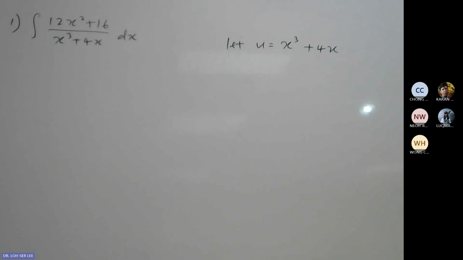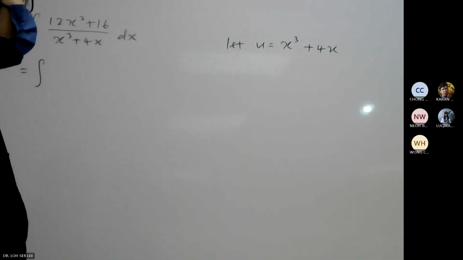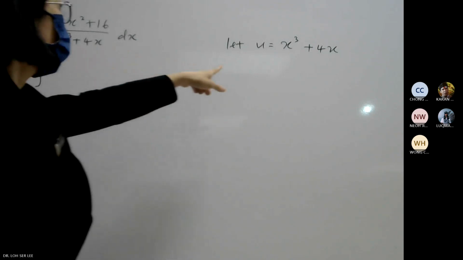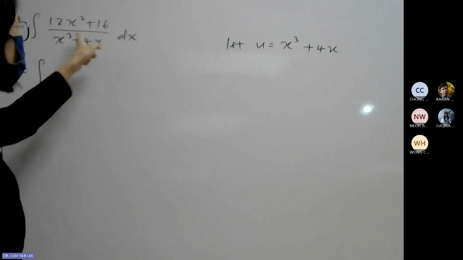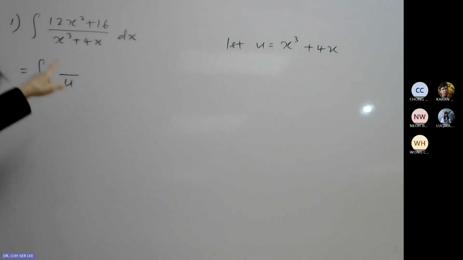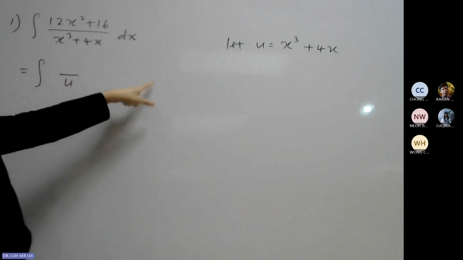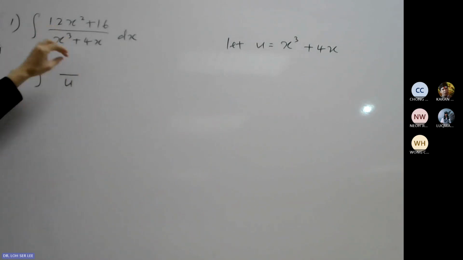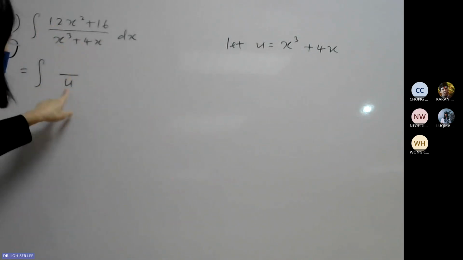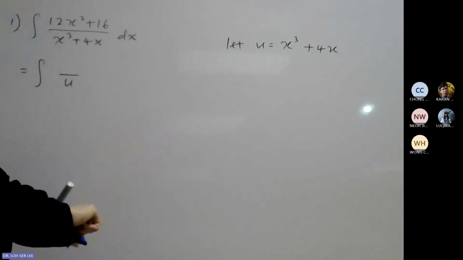Okay, step by step. This one is your u. But you do not write 12x squared plus 16 dx here, because we cannot have one integral that contains x and u. So just change this one into u first, and then we will see what we need.